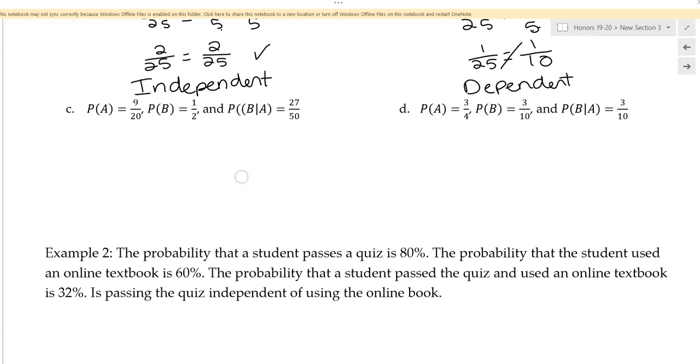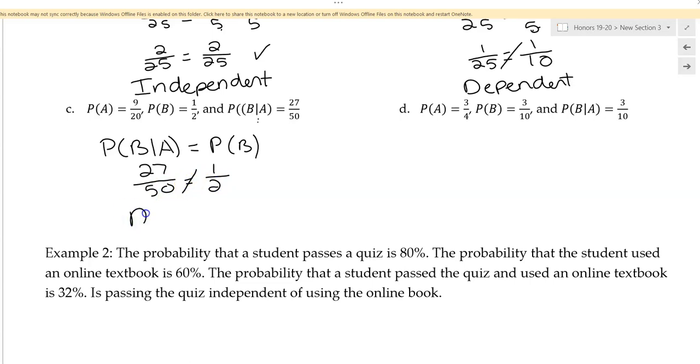All right, looking at C. Now we're given the probability of A is 9 over 20. The probability of B is 1/2. And the probability of B given A is 27 out of 50. So in this one, I'm going to use my conditional probability because it gives me a conditional probability. So I have to switch to my other formula. It should equal the probability of B. So that's 27 out of 50 has to equal 1/2. That's not true. Those are going to be dependent.